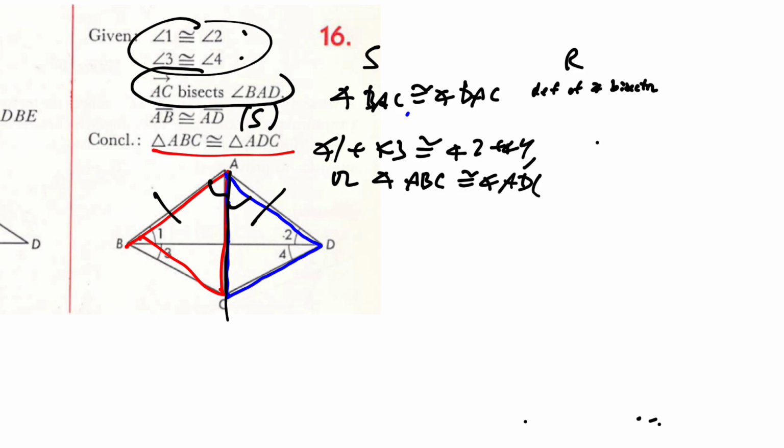Personally, I wouldn't do it this way. I would just use the reflexive, but it's possible if I really want to use all the given information, I would actually do this as ASA. But you totally could use SAS with the reflexive side. Okay, so those are some triangle proofs.